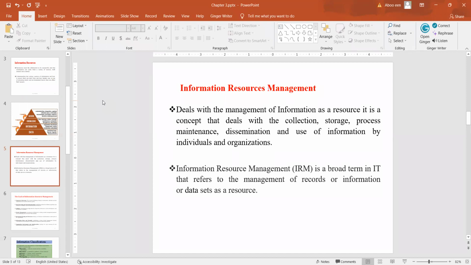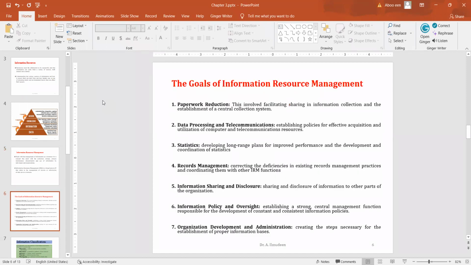So now we will discuss the purpose, the importance, and the goals of information resource management. Basically, when organizations have proper information resources, they can reduce their paperwork. Paperwork reduction involves facilitating the sharing of information collection and the establishment of a central collection system. So then they are not using manual work or paperwork.